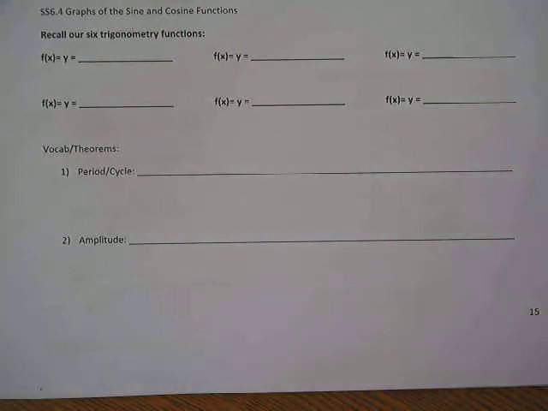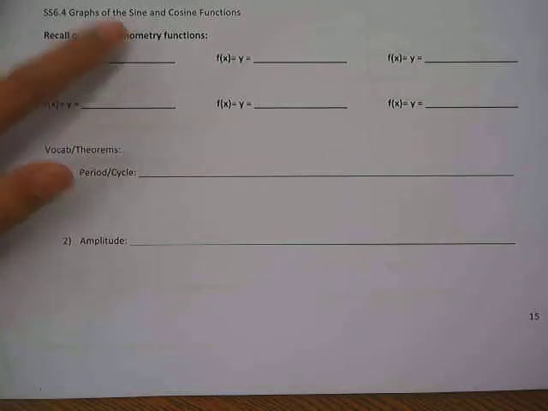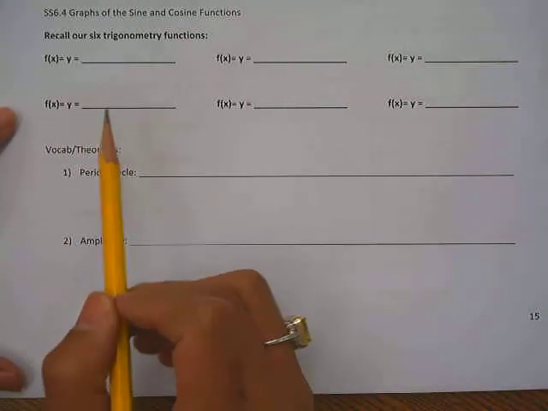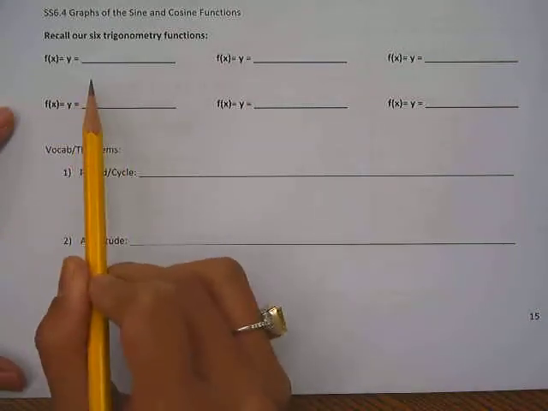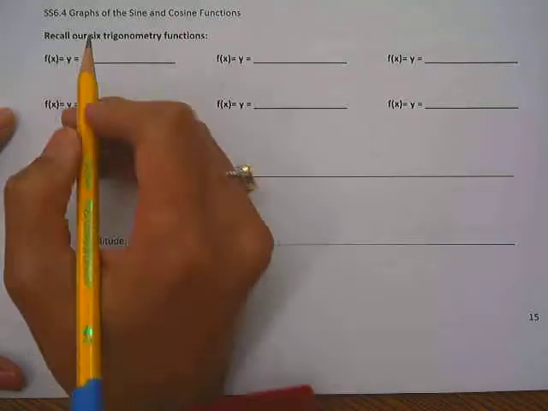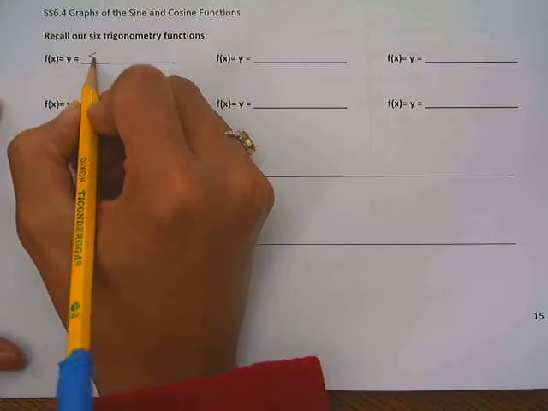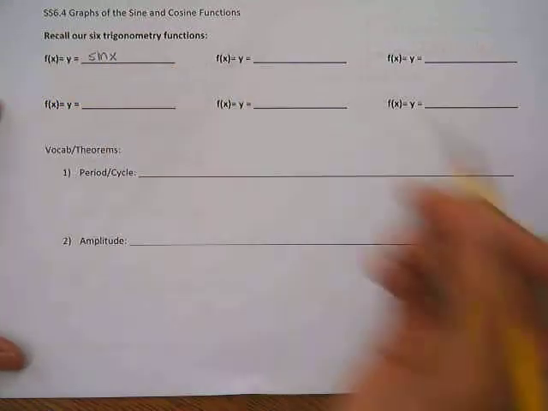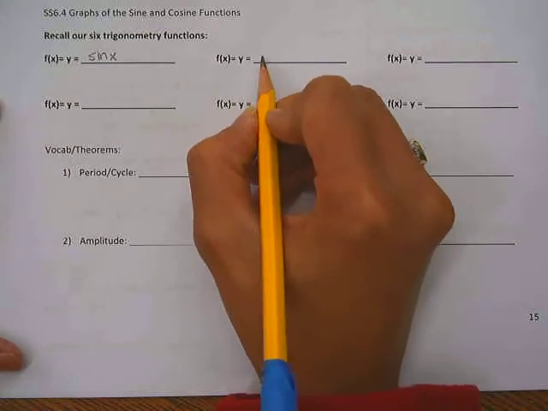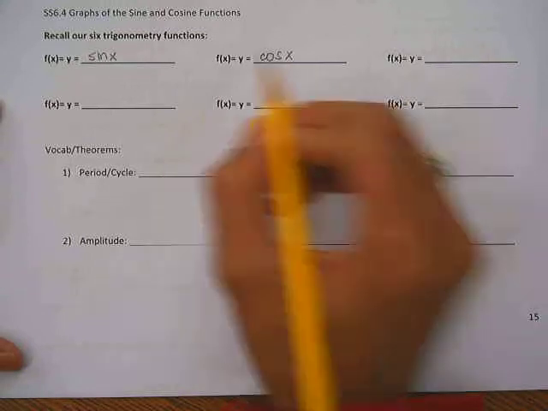Let's start with section 6.4, graphs of the sine and cosine functions. Now, before we start graphing sine and cosine, let's talk about what the 6 trigonometry functions are. So f of x, which is the same as y equals, we're going to start with the first one, sine of x. The next one, f of x, which is the same as y equals, cosine of x. X is your input, f of x is your output.